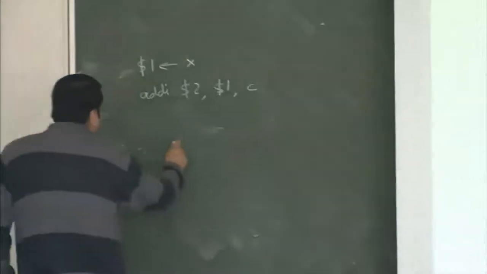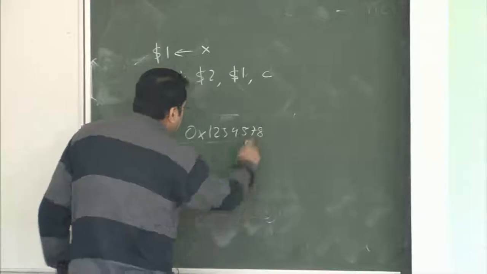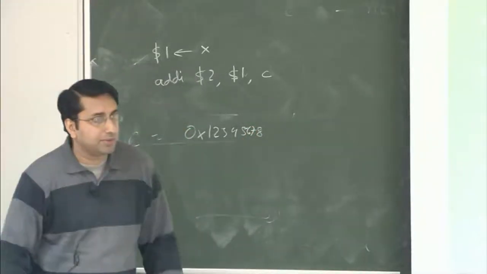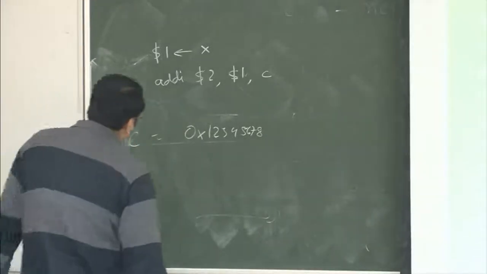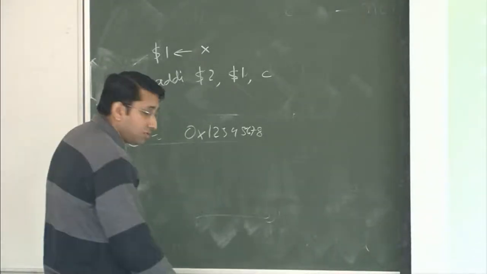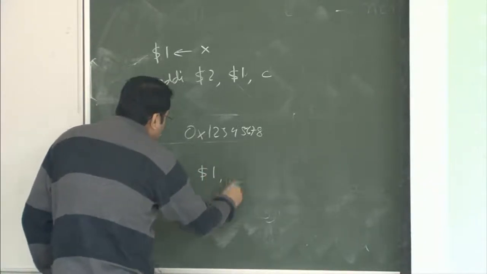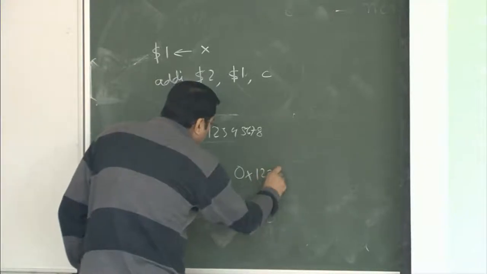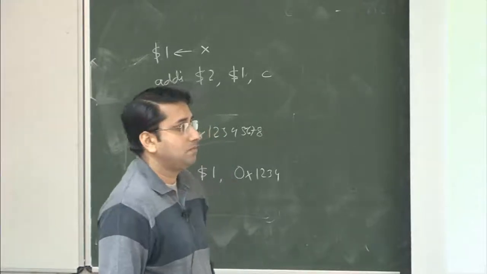Okay. So, first of all, load 16 bits. So, let's take an example. Suppose C is 0x12345678. It's a 32-bit constant. So first of all, load the upper 16. What is that? 1234. Okay. So I'll say lui $1, 0x1234.